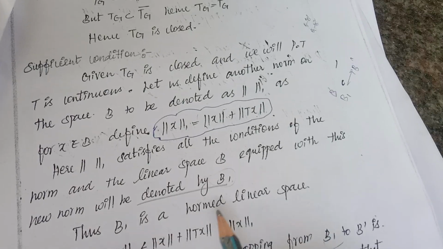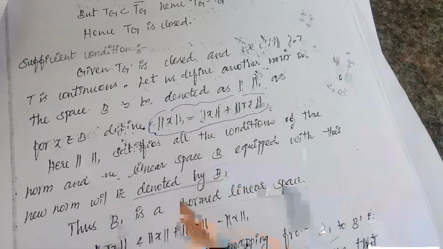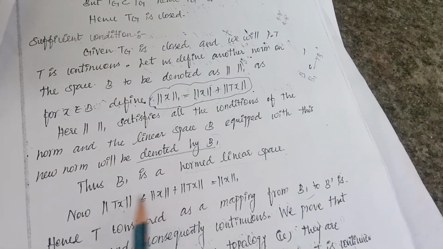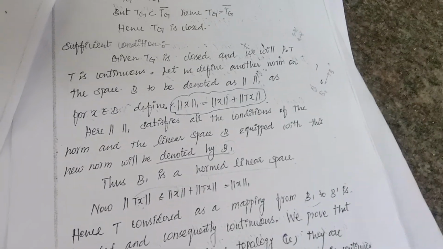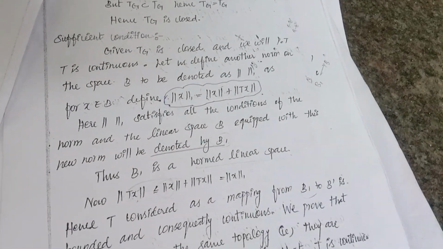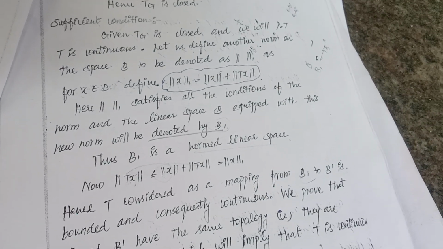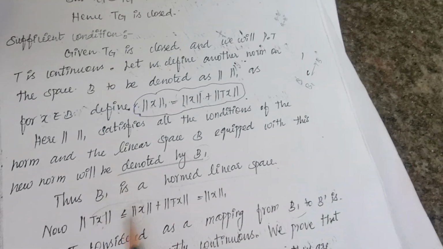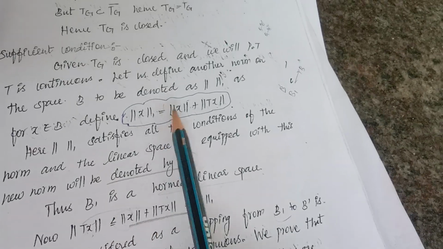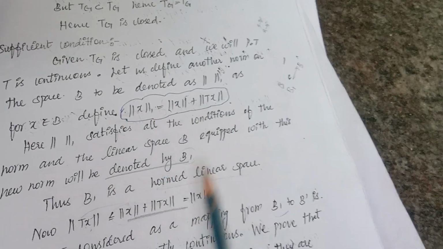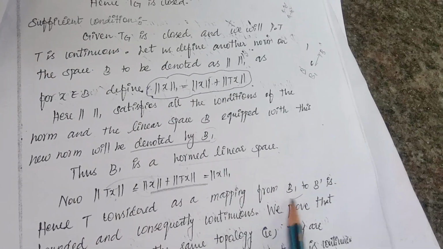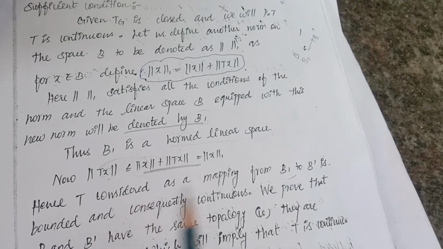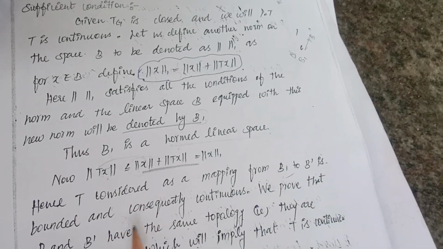Here norm 1 satisfies the conditions of a norm. The linear space B equipped with the new norm is denoted by B1. So thus B1 is a normed linear space. Also, norm T of x is less than or equal to norm x plus norm T of x, because if we compare, the norms being positive, we get norm T of x less than or equal to norm x plus norm T of x, which is norm x1. So hence we consider T as a mapping from B1 to B dash, which is bounded, which means continuous.